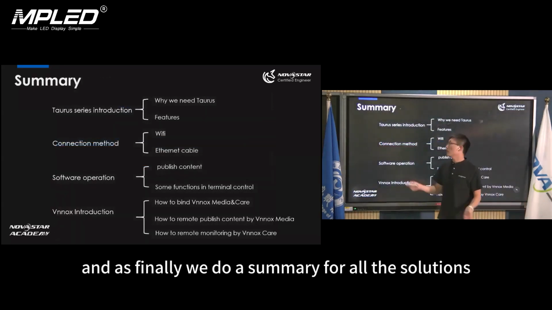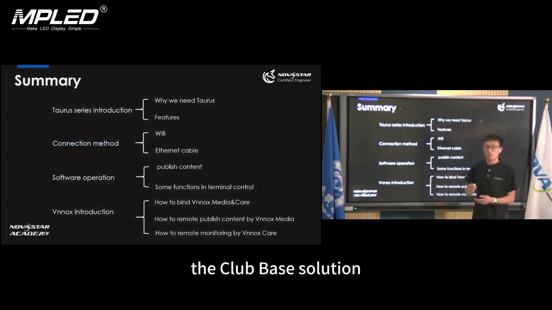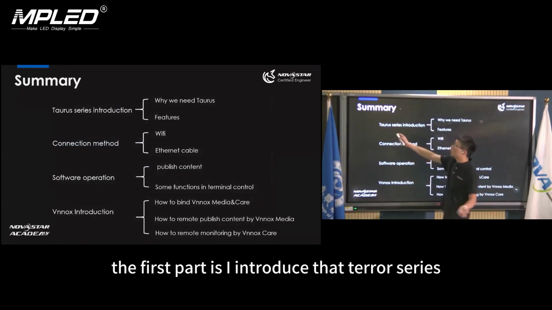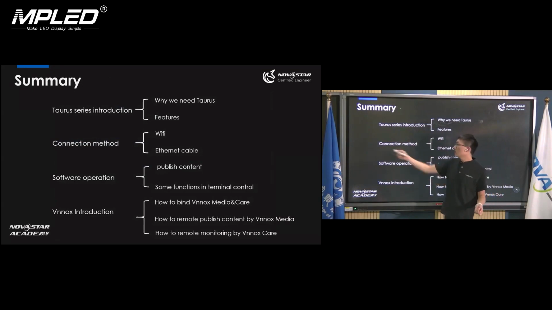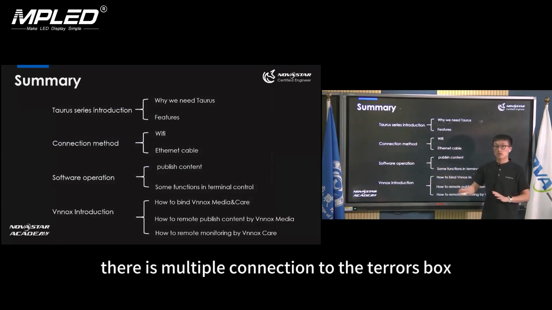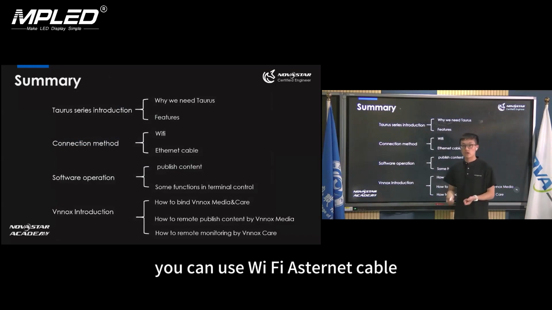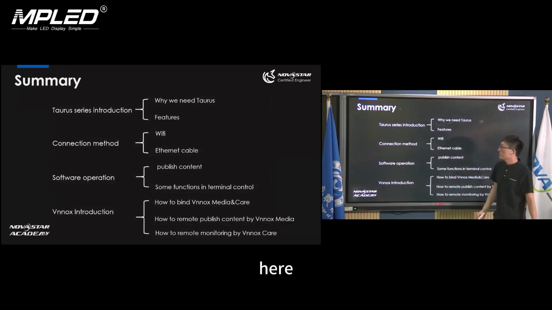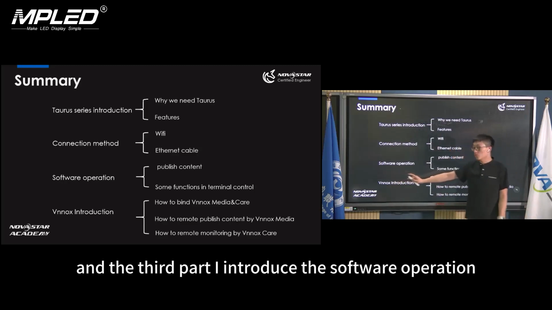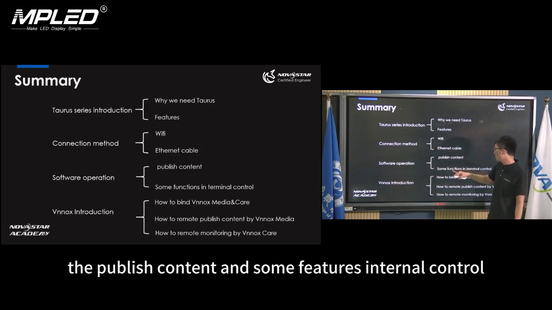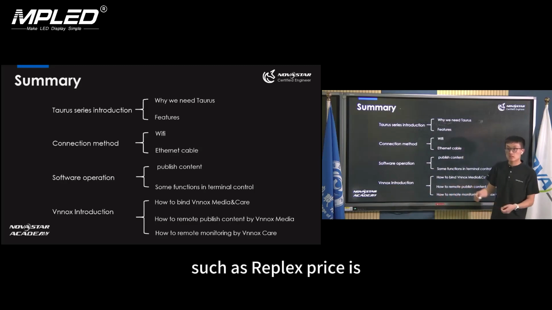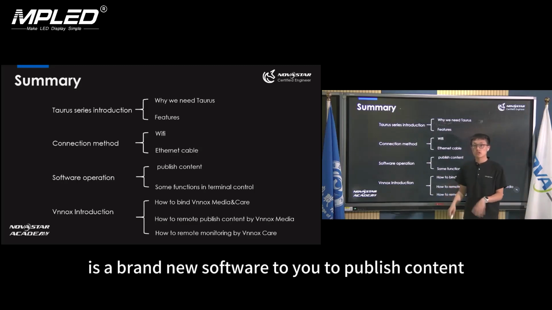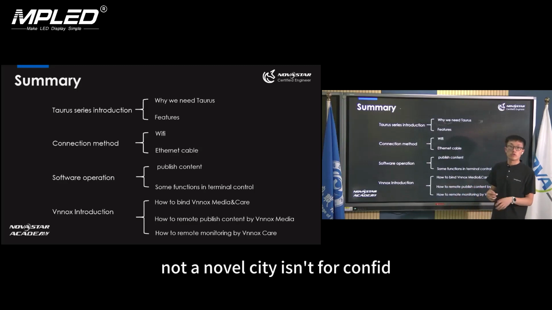And finally, we do a summary of all the solutions, the cloud-based solution. The first part is I introduced the Taurus series, the features and the fields of application, where to use it. And the second part, the connection method. There are multiple connections to the Taurus box. You can use Wi-Fi or an Ethernet cable. And the third part, I introduced the software operation, publishing content, and some features, the internal control, such as Vplex Pro is a brand new software for you to publish content, not Novelty 84 config.